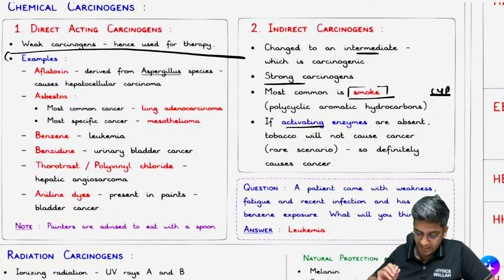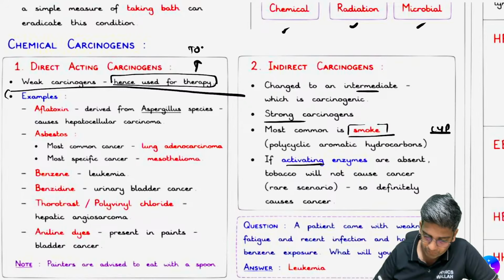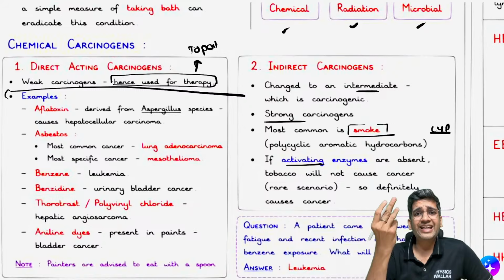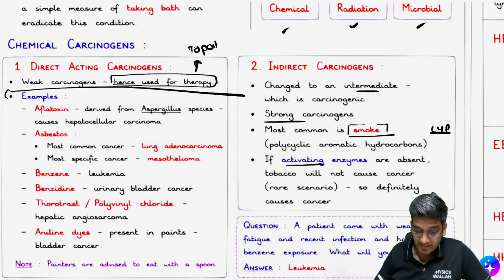The only direct acting carcinogens are your drugs, the drugs used for therapy. For example, you must read about topotecan, irinotecan, right? The cancer chemotherapy drugs, alkylating agents, all of them are direct acting carcinogens. They are weak, they act directly. That's the reason they are used in therapy. Everything else here is an example of an indirect acting carcinogen only, right? Aniline is an indirect acting carcinogen.